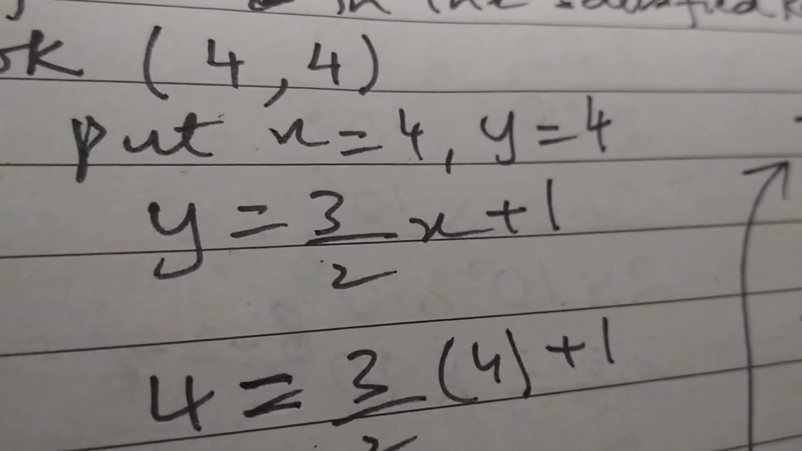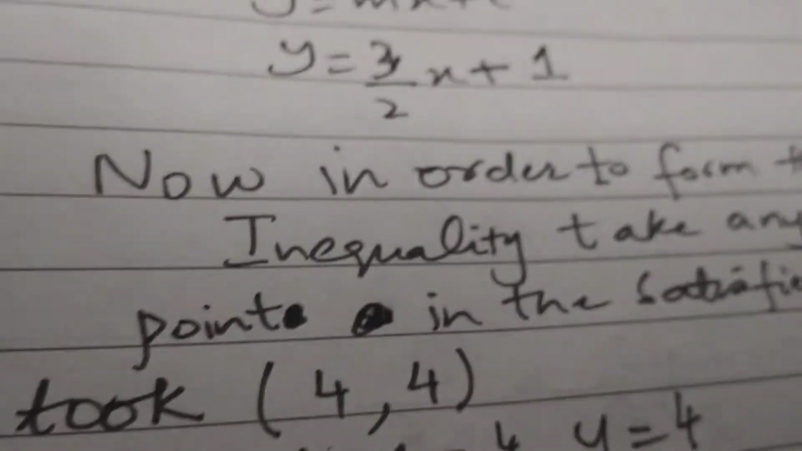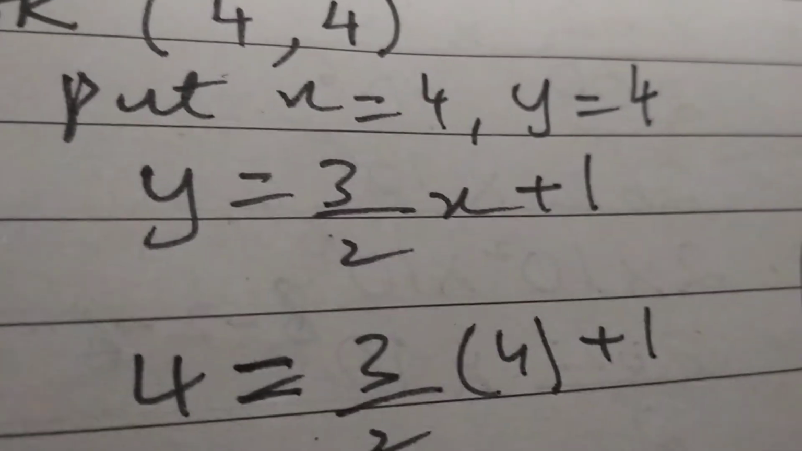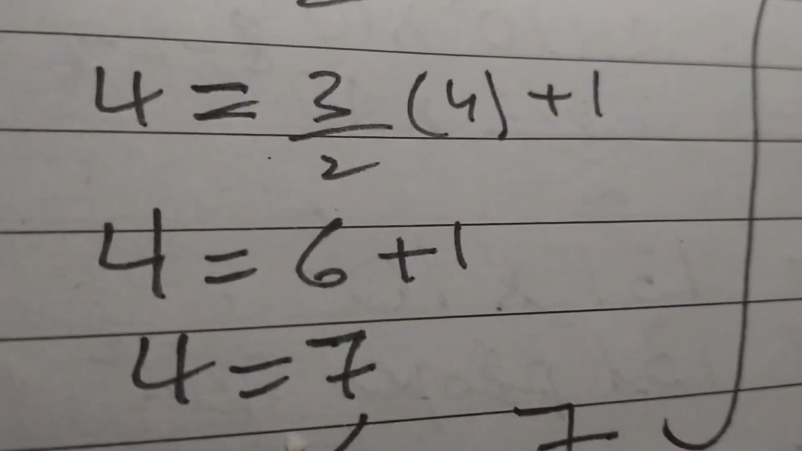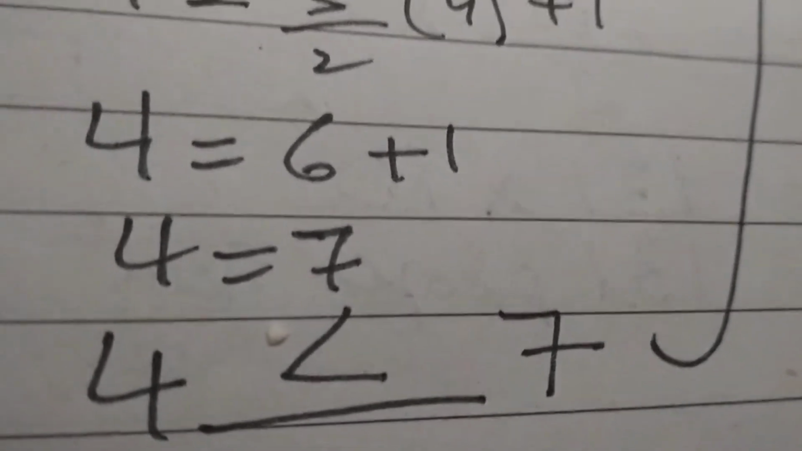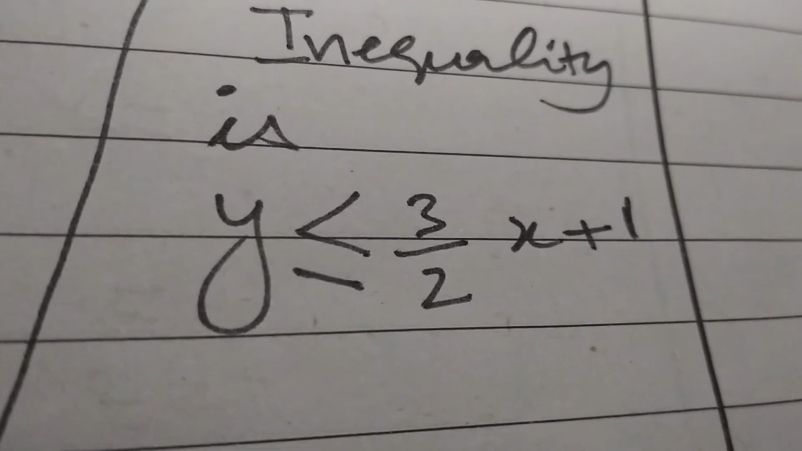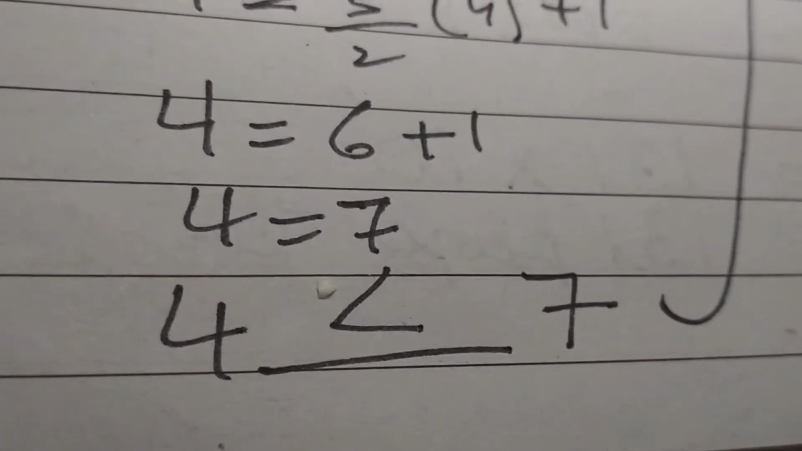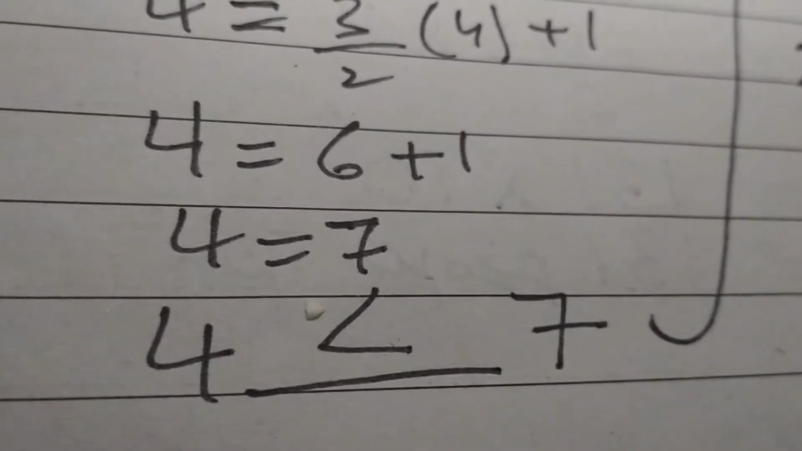Now if I take x equals 4 and y equals 4, which was there in the satisfied shaded region, in the equation which we have formed for that slanted line, put the value of x and put the value of y, 4 and 4. When you solve, you get 4 on the left and 7 on the right hand side. So 4 is obviously less than 7. So when we form the inequality, we are going to write y is less than or equal to 3 upon 2 x plus 1. Why less than? Because I have given you the reason over here that if we have taken any one coordinate that is satisfying, it is on the less than sign.